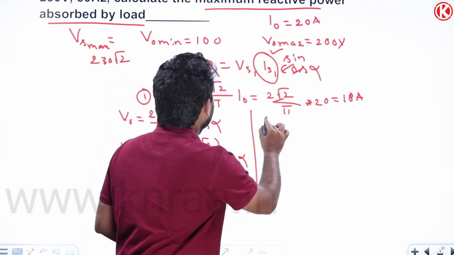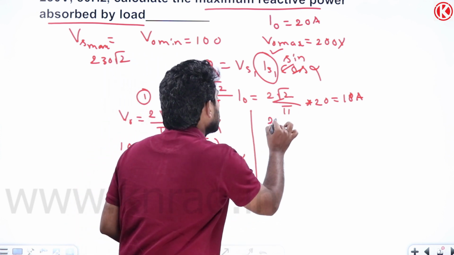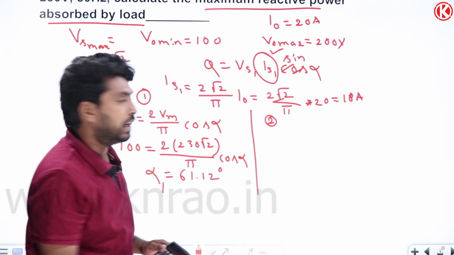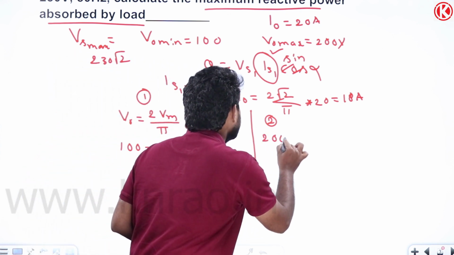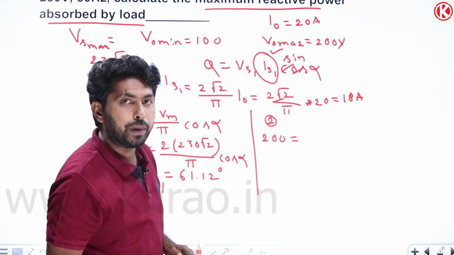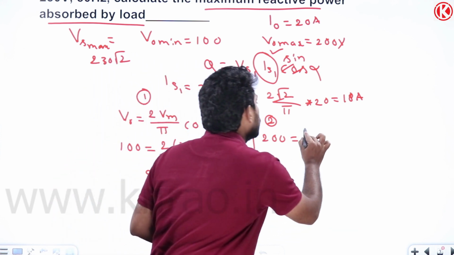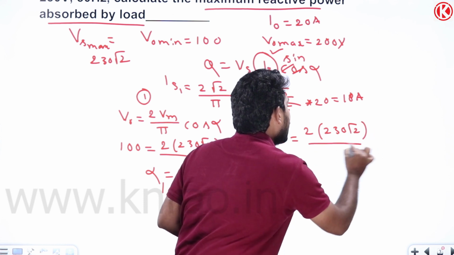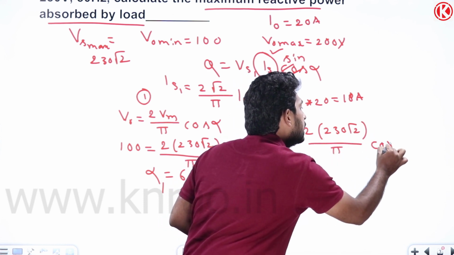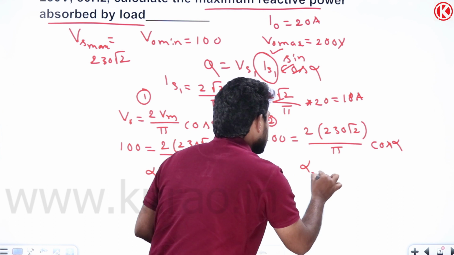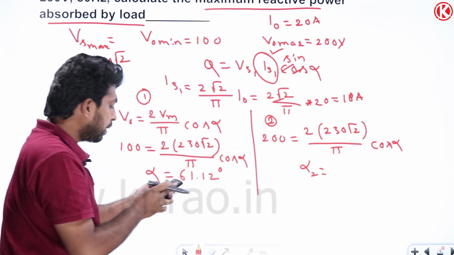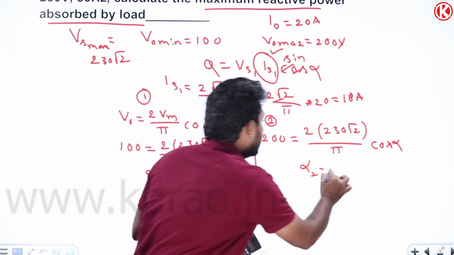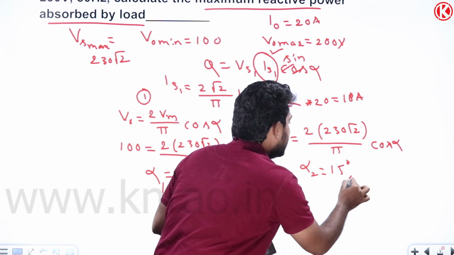Alpha 2 we can find for the 200 volts. Let me take the V0 as 200 volts, which equals 2 Vm by pi into cos alpha, which is 2 into 230 root 2 divided by pi into cos alpha. Let me find the alpha 2 from this. I got 15 degrees.